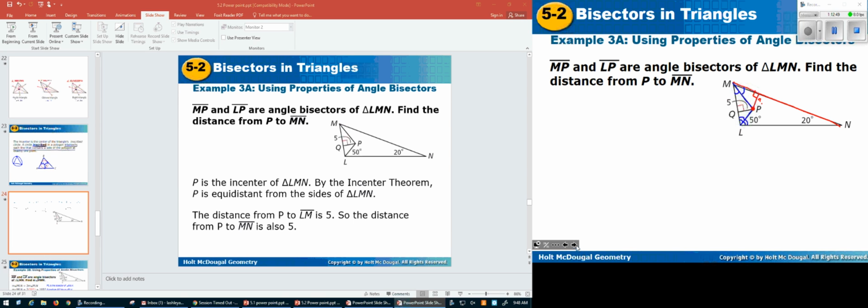So they want to know, what is that length? We learned that the incenter is equidistant to the sides. So that means the distance from P over to this side in red should be the same as the distance from P over to this side, PQ. Do you see how those should be the same? And what is PQ? 5. So what is the distance from P to MN? 5.